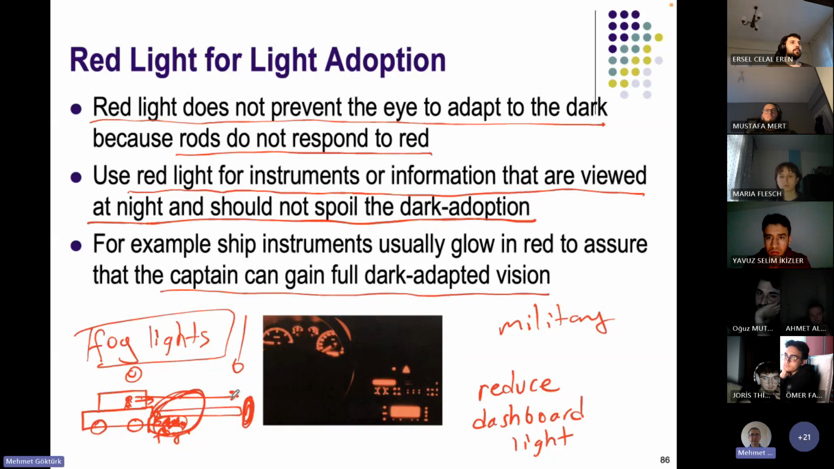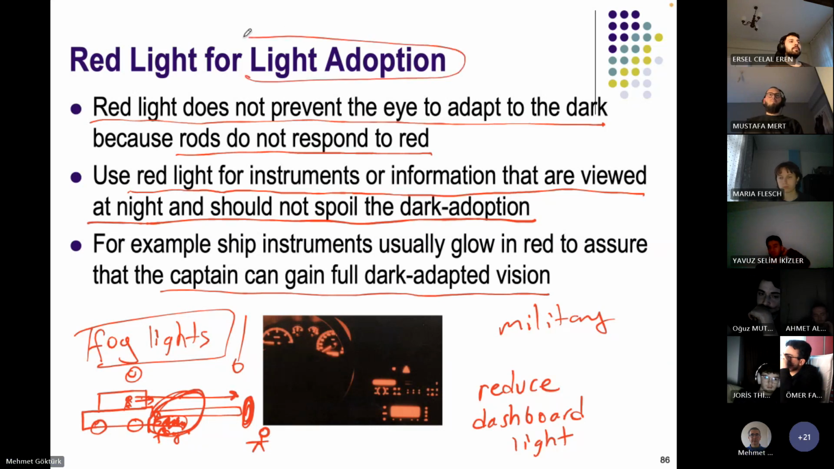Okay? Although the road appears to be darker, your eyes can see better, because at the end of the day, you need to see the person which is far away. You don't have to see the road, you have to see objects. That is again a direct result of the light adaptation.